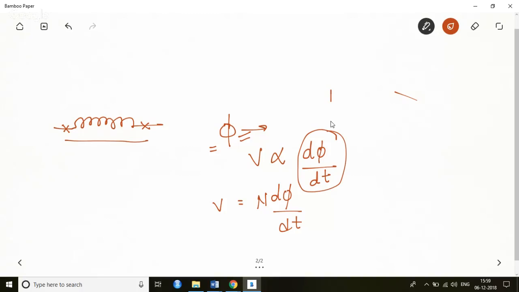As we discuss this electromagnetic induction, an application of electromagnetic induction can be studied through the concept of the electric generator. So I'm getting into the electric generator.